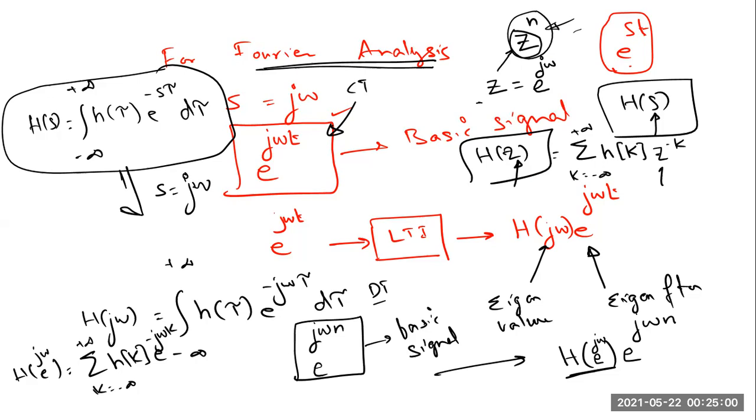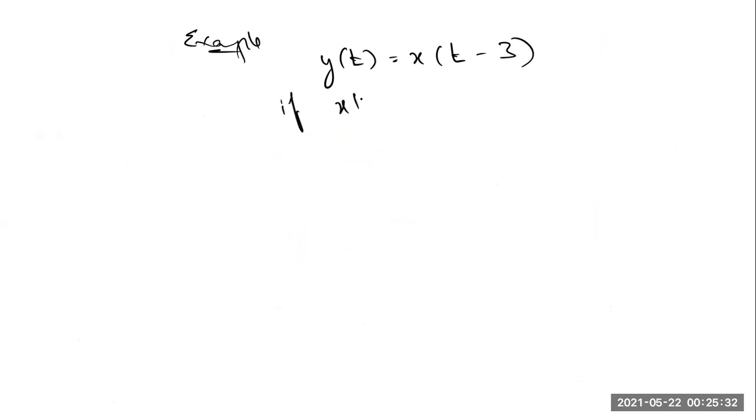Now let's take a simple example to see the application of this complex exponential. Let's assume that there is a system whose input output behavior is like this: y of t is x of t minus 3. If the input to this system is a complex exponential, let's say e raised to power j 2t.